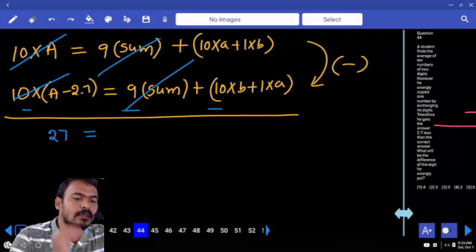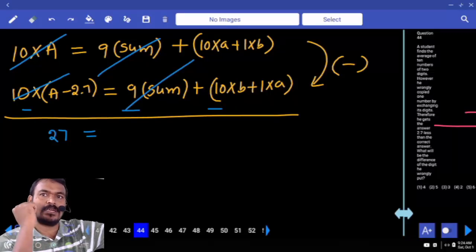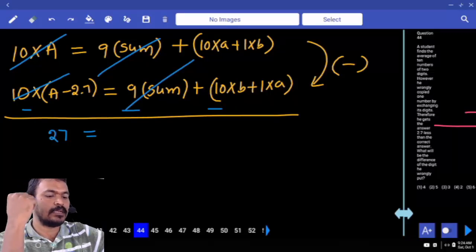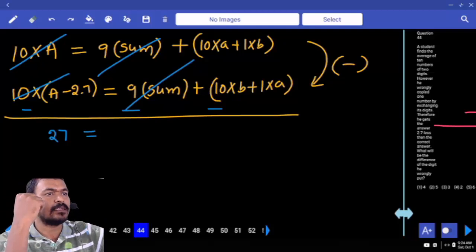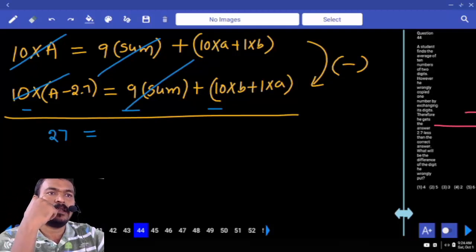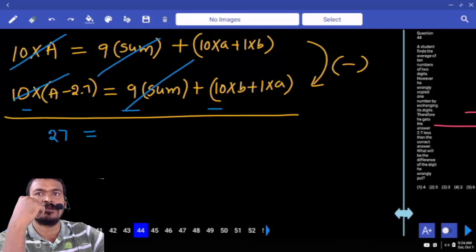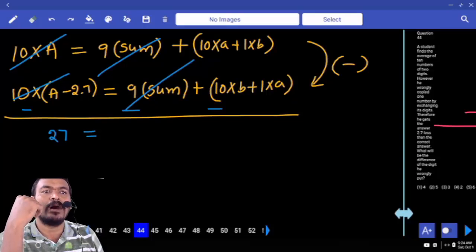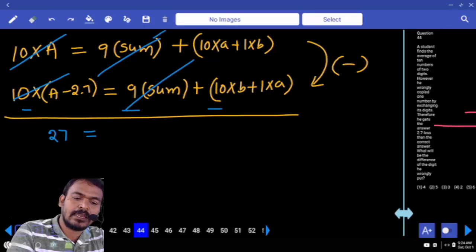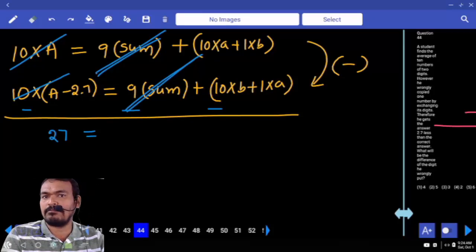Yes or no? In left hand side, first equation 10a, second equation 10 into a minus 10 into 2.7, or not? Yes or no? 10a cancel. 10 into 2.7 minus 27. But first equation minus second equation means negative of negative, positive or not? That is equal to 9 observations sum minus 9 observations sum cancel.